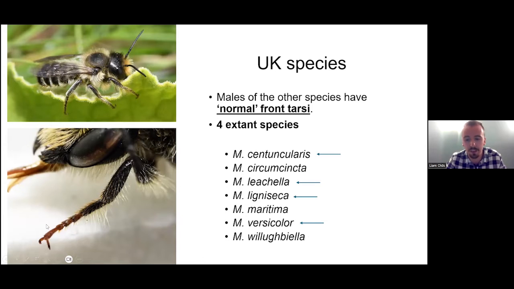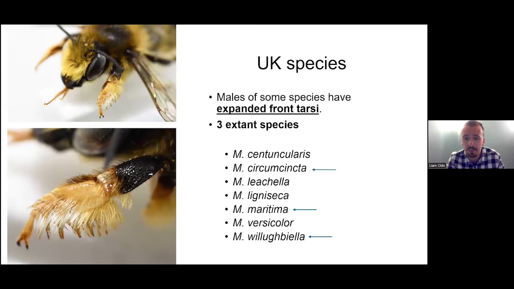So you can see how obvious those big white mittens are. So if you've seen a bee that you recognize as a male and it hasn't got those swollen front feet, then it'd be one of the other 4 species. I should have said on the previous slide, the 3 species that have got those swollen front feet are Circumcincta, the black-headed leafcutter bee, Maritima, the coast leafcutter bee, and Willoughby, which is Willoughby's leafcutter bee. 2 of those 3 species are associated with sandy soils, that's black-headed and coast.